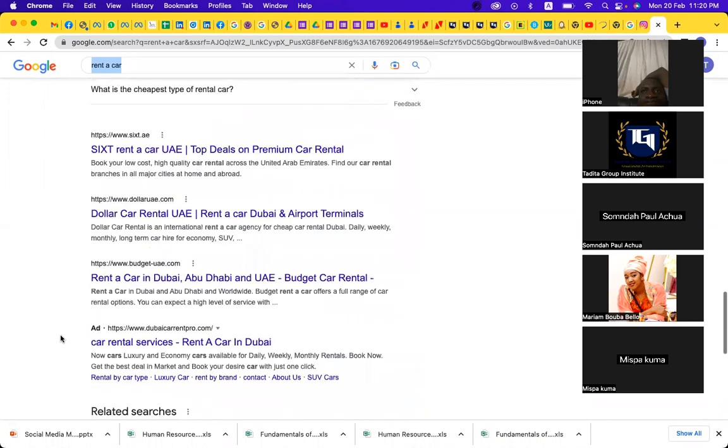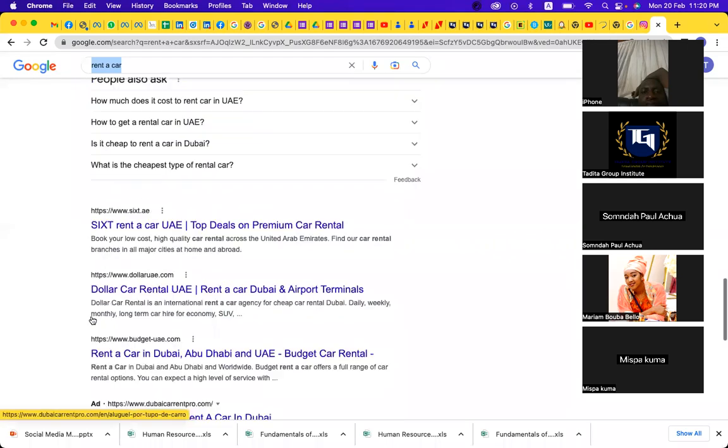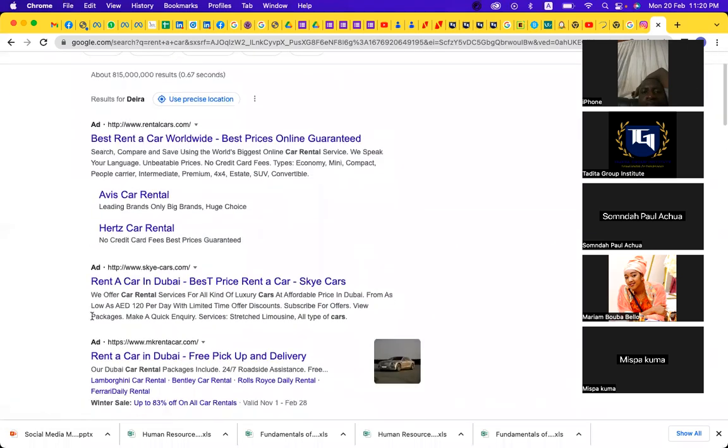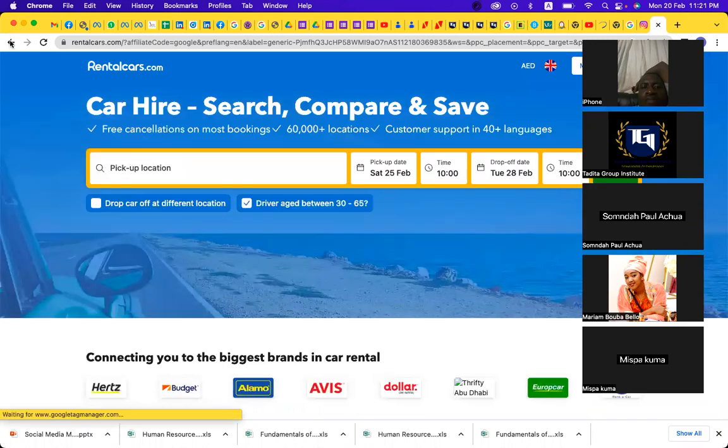Okay, so for this first page, we had 4 results, 3 at the top, 1 at the bottom. We had 3 paid results. These paid results are known as what, the search engine marketing. So Google only charges these companies whenever a user or an audience clicks on the ad. So if I want Google to charge rental cars, I will click on this ad. And immediately I click on the ad, that is when Google is going to charge this company.